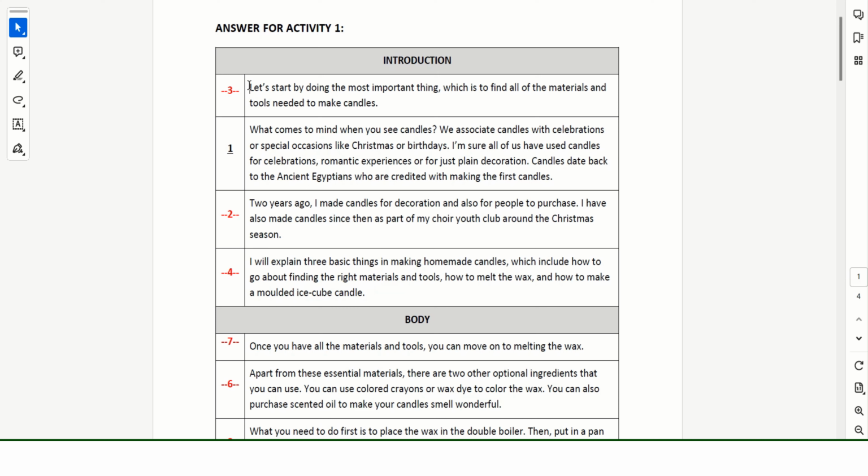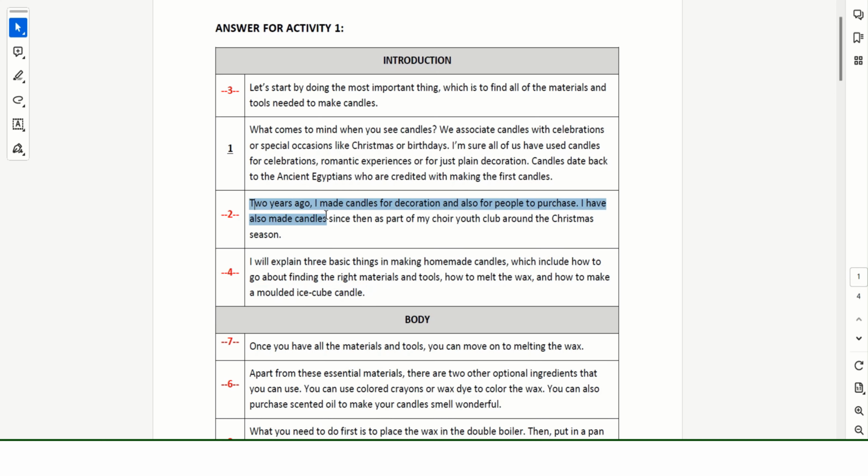However, let's have a look at number three here. "So let's start by doing the most important thing, which is to find all of the materials and tools needed to make candles." So you know that at the last part here, we have the information on the three basic things in making homemade candles: looking for the materials and tools, how to melt the wax, and how to make a molded ice cube candle. So there are three processes. But before that, we need to find an indicator. Normally in a paragraph or an essay, there will be an indicator of what is going on after that. So we have number two here.